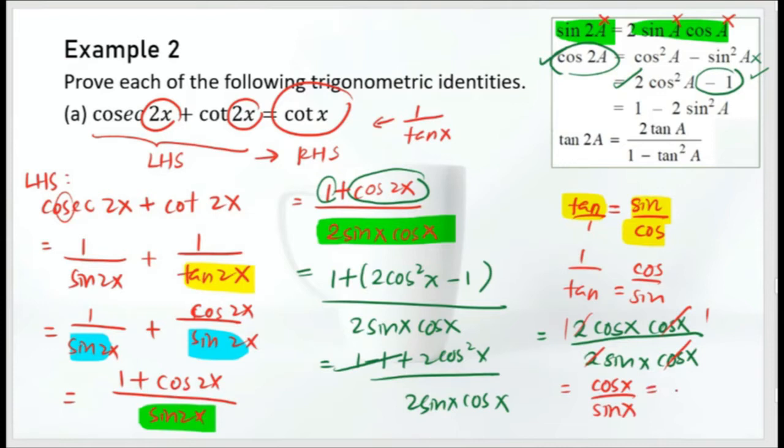Cos x over sine x is 1 over tangent x, right? So it's equal to cotangent x. So this is your answer. So you have proved it already.